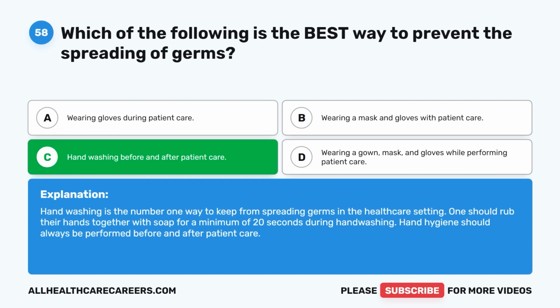Hand washing is the #1 way to keep from spreading germs in the healthcare setting. One should rub their hands together with soap for a minimum of 20 seconds during hand washing. Hand hygiene should always be performed before and after patient care.